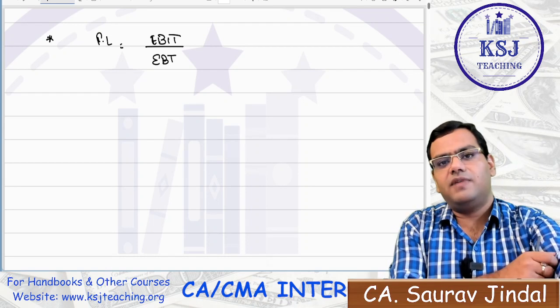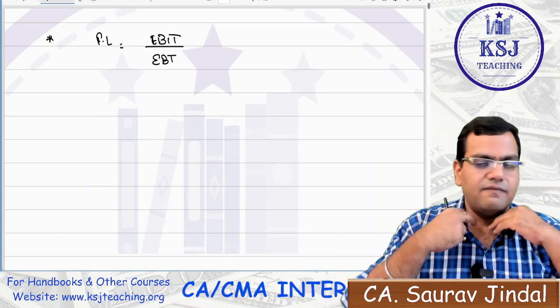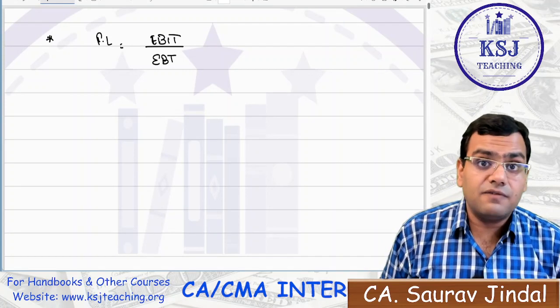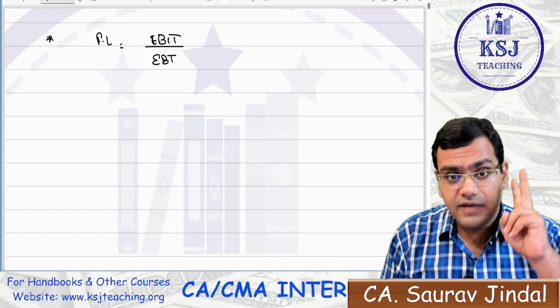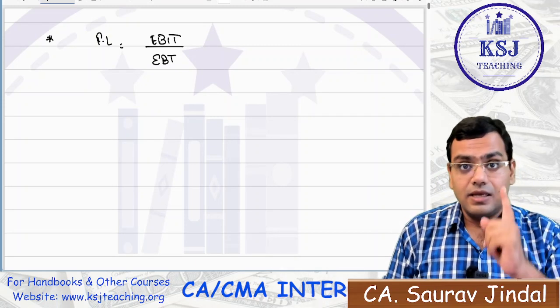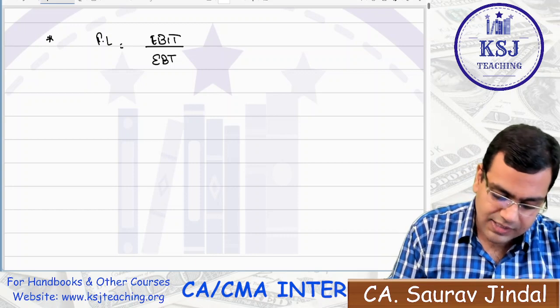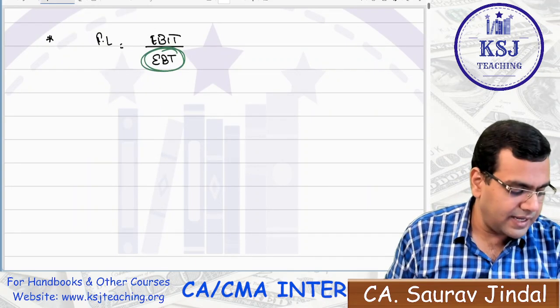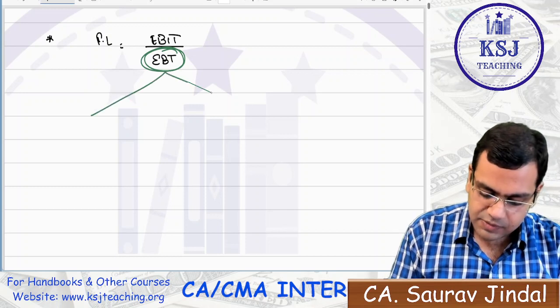So we say whether we are earning sufficient profits from the business to pay off the fixed financial charges. Now, the fixed financial charges are of two types, sir. One is the interest on debt and second is the preference dividend. So this EBIT calculation, just focus, requires special attention.